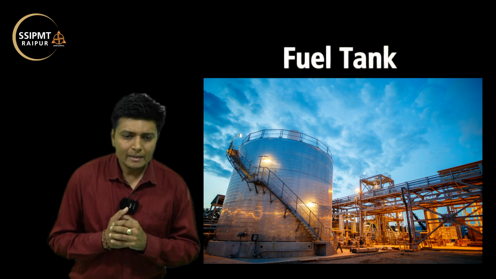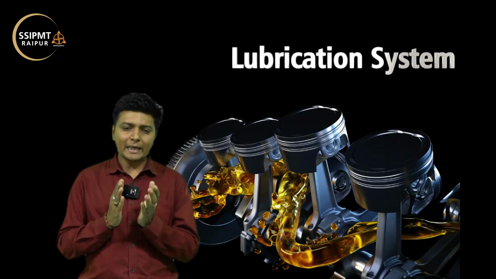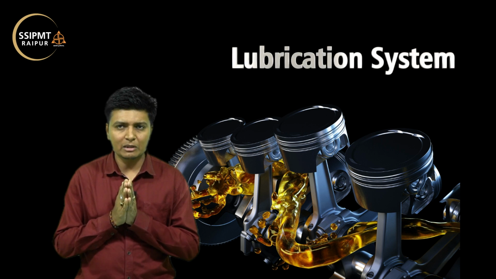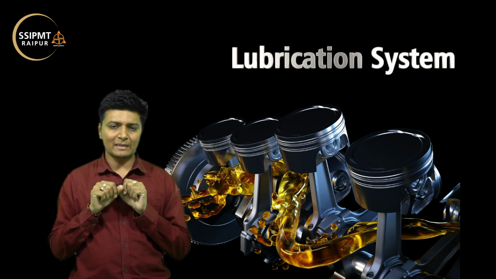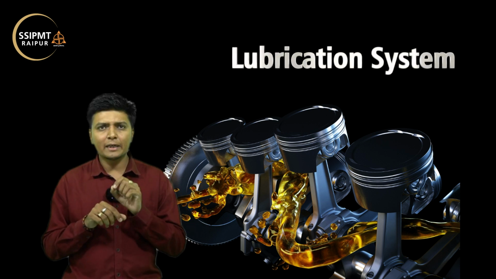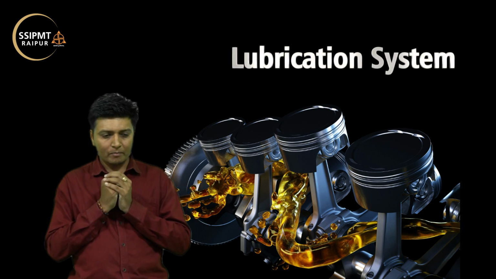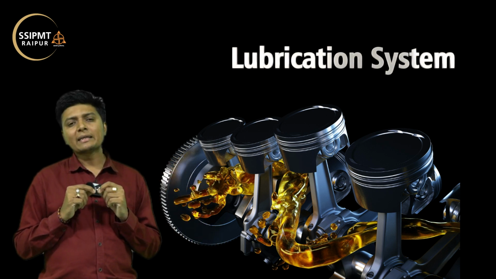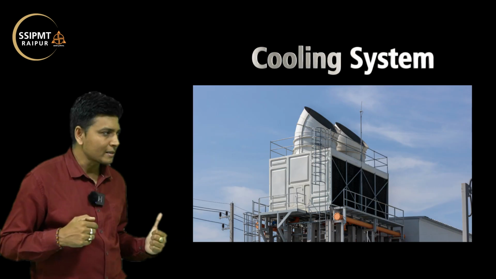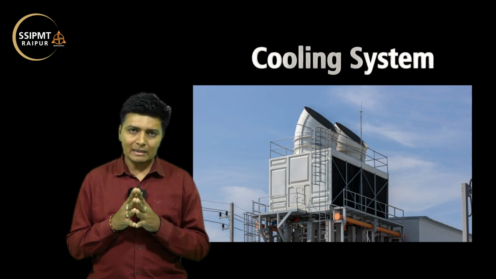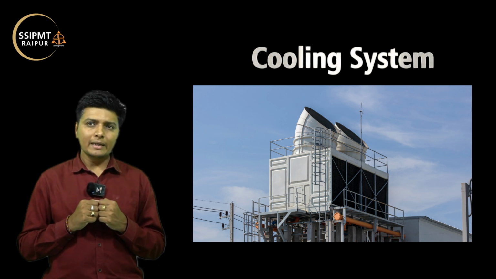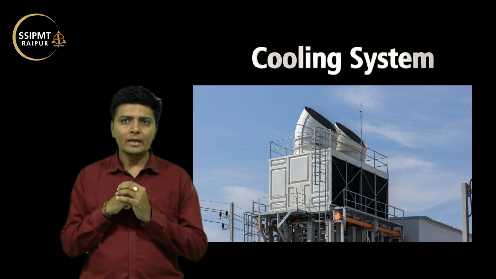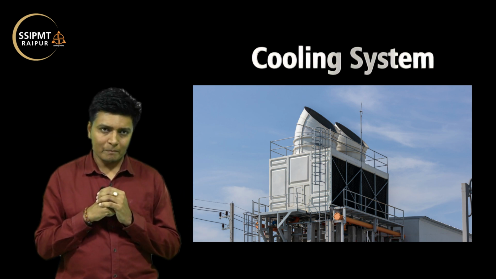The sixth component is the lubrication system. You all know what lubrication is. The main function of the lubrication system is to reduce the friction of moving parts and to reduce the wear and tear of engine parts. So this is the function of a lubrication system in the diesel engine power plant. Seventh, the main component is the cooling system. The main purpose of the cooling system is to carry the heat away from the engine cylinder, to keep the temperature of the cylinder in a safe range and extend its life.